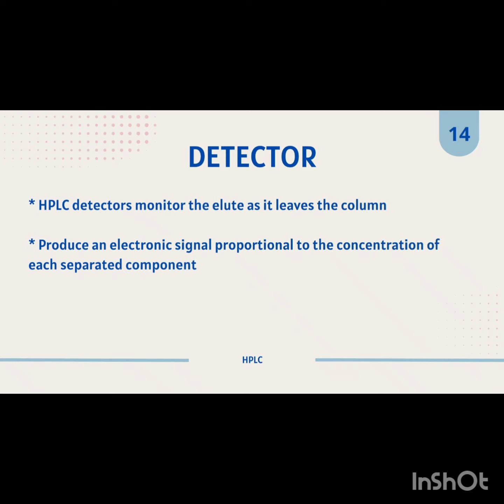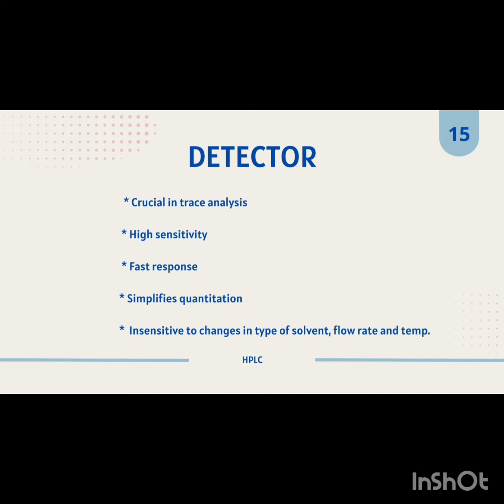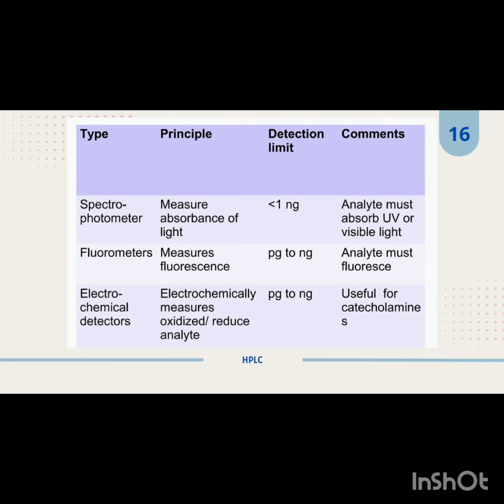Detector. HPLC detectors monitor the eluate as it leaves the column and produce an electronic signal proportional to the concentration of each separated component. Detector: crucial in trace analysis, high sensitivity, fast response, simplifies quantitation, insensitive to changes in type of solvent, flow rate and so on. These are the detectors used in HPLC.